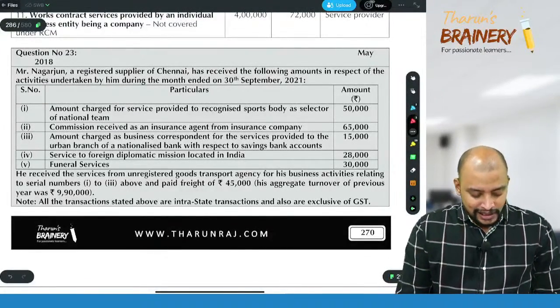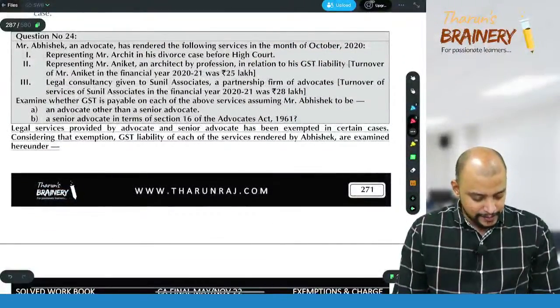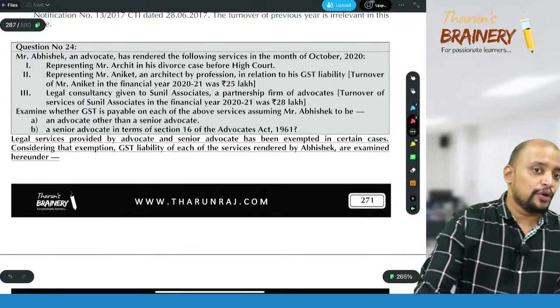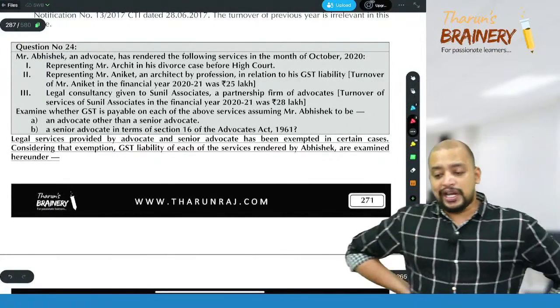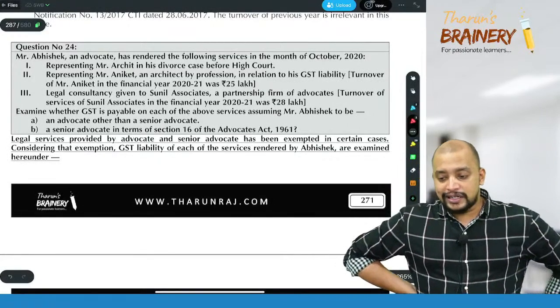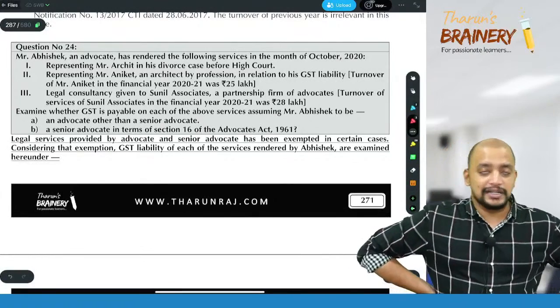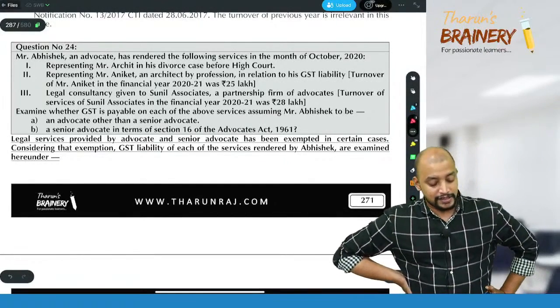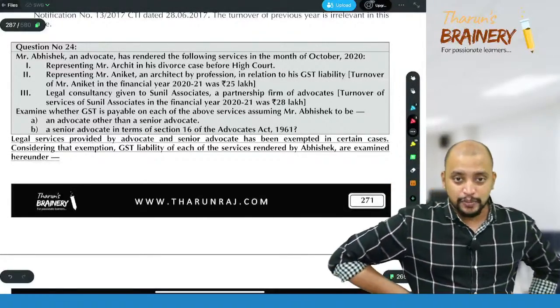Question number 23, you take it for practice. Question number 24. Mr. Abhishek, an advocate, inland waterways for whatever purpose, is it exempted? Yes, it is exempted, whatever may be the purpose. So, let it be for tourism or let it be for inland public transport.